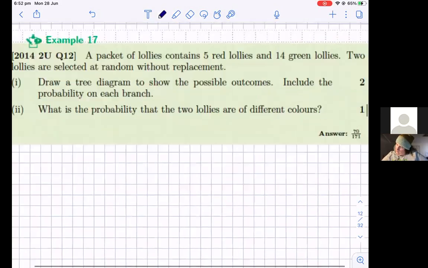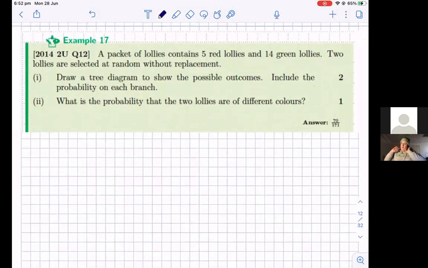Okay, packet of lollies, 5 red, 14 green, 2 lollies selected at random without replacement. Tree diagram. Okay, so the first could be red, could be green. Probability of red, 5 on, what do we have, 19 total? Green, we've got 14 on the 19. Now it's just making me want lollies.